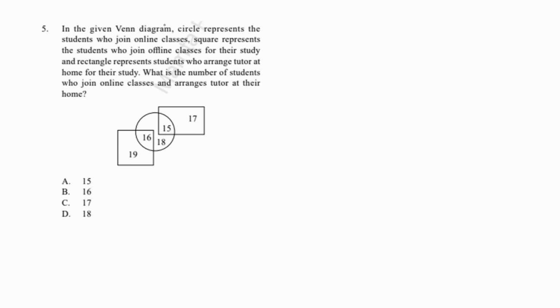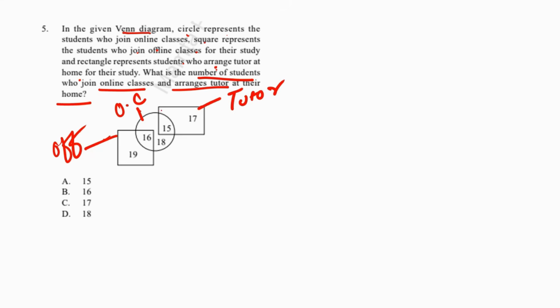Next, question number 5. In the given Venn diagram, the circle represents students who join online classes. The square represents the students who join offline classes. And the rectangle represents students who arrange tutors. So what do we need to do? The number of students who join online and arrange tutors at their home. So basically we need the overlapping portion of the circle and the rectangle, which is 15. So that's the answer.